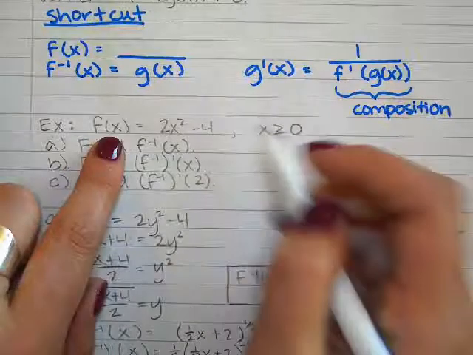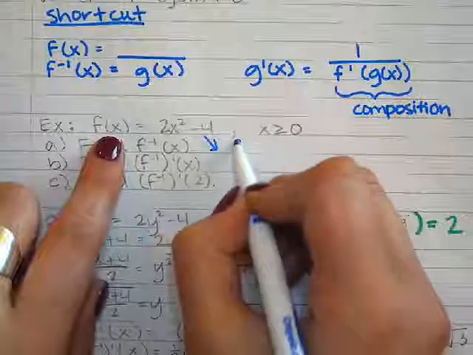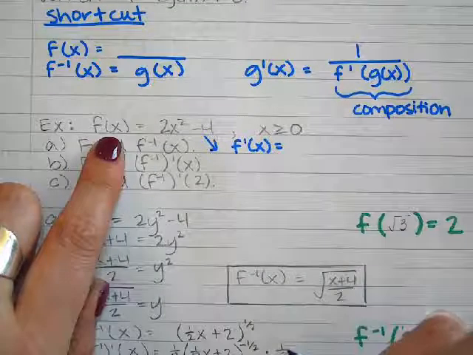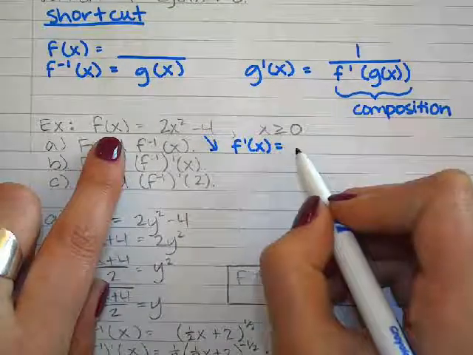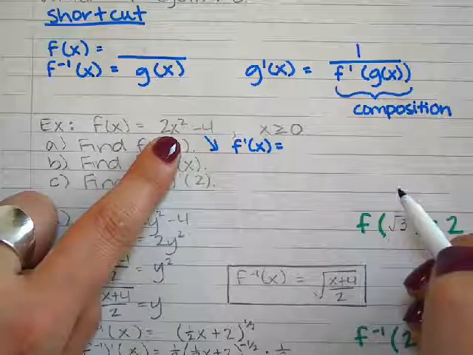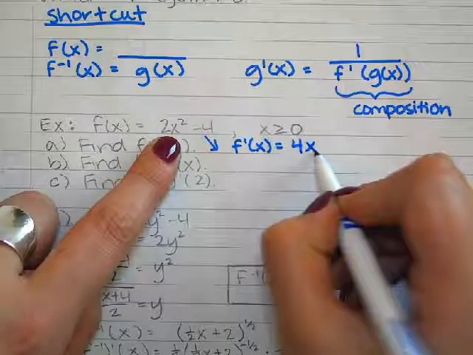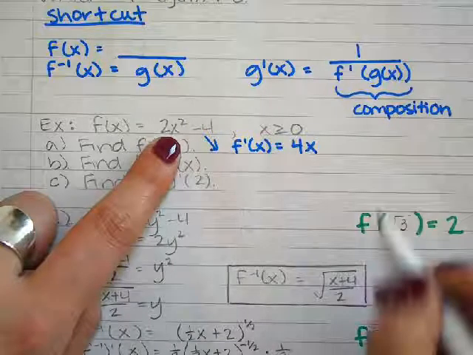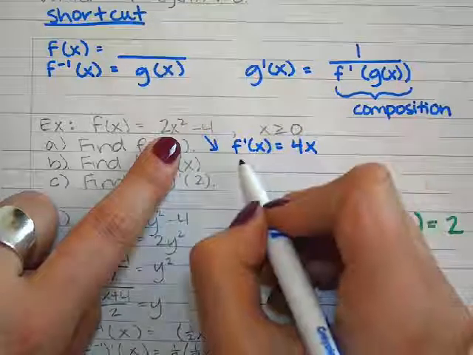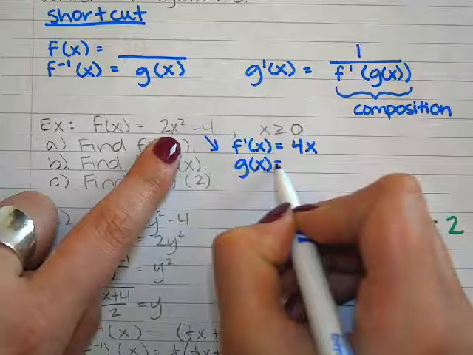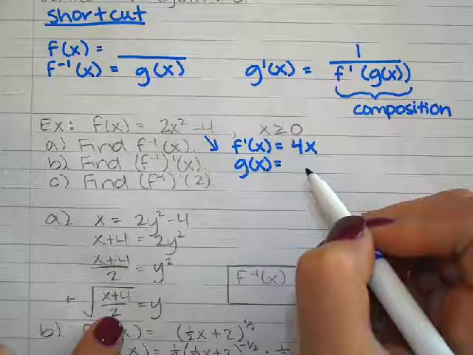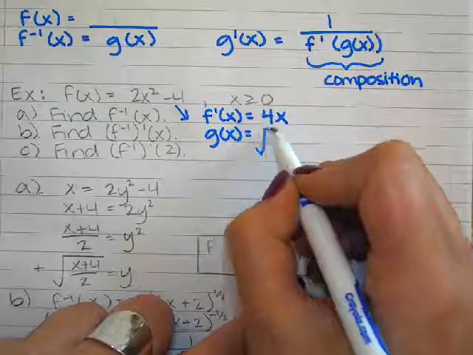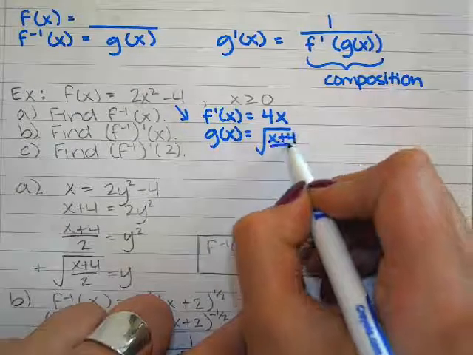So go ahead and take your f of x right here. I'm going to say f prime of x. So this is an extra step that we didn't have to do when we did it the long way. Okay? F prime of x is what? 4x. Just 4x, right? Okay, so the shortcut tells us, now that we know g of x, I'm going to go ahead and write g of x. We found the inverse, right? And the inverse was the square root of x plus 4 over 2.